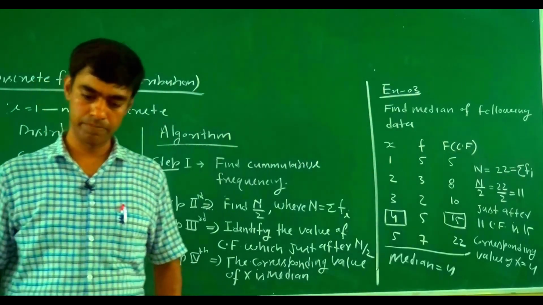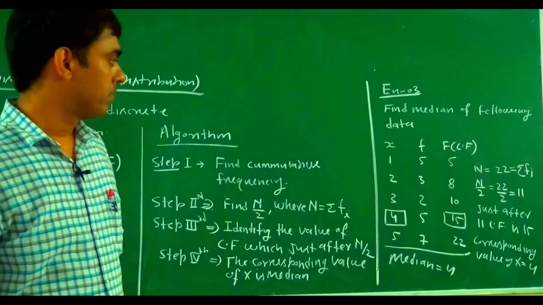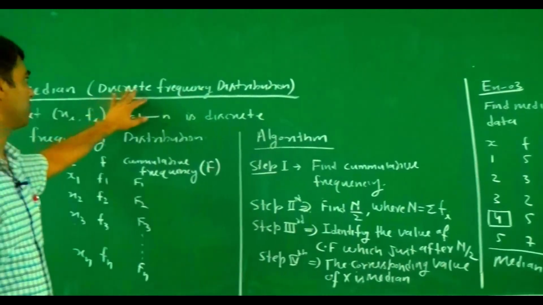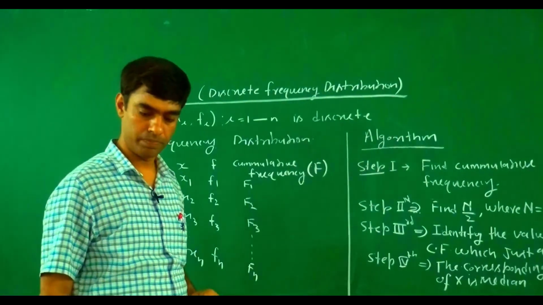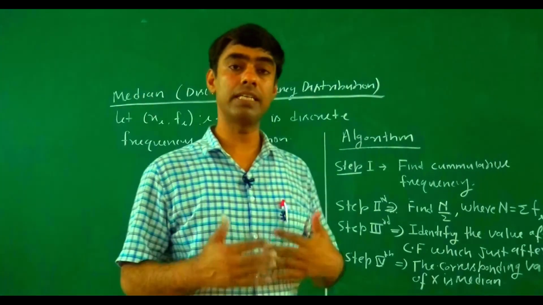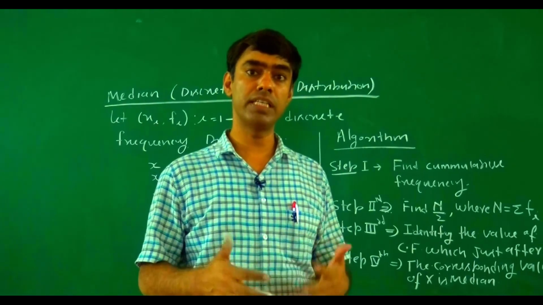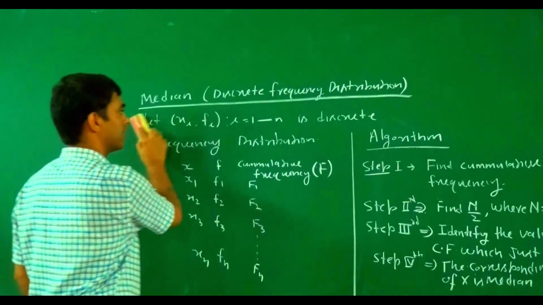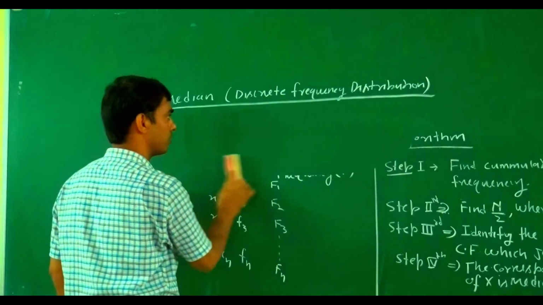So this is the way we find the median if the data is given in the form of a discrete frequency distribution. Now next is if the data is given in the form of a continuous frequency distribution. So how do we find the median then?